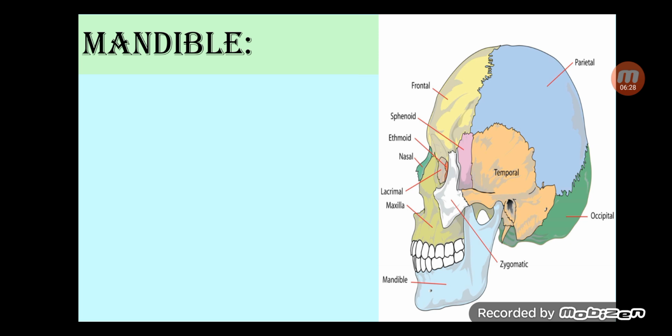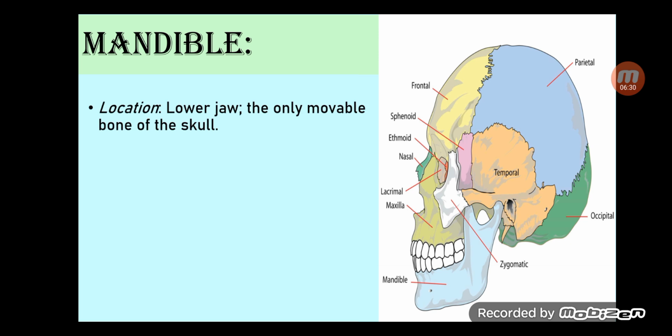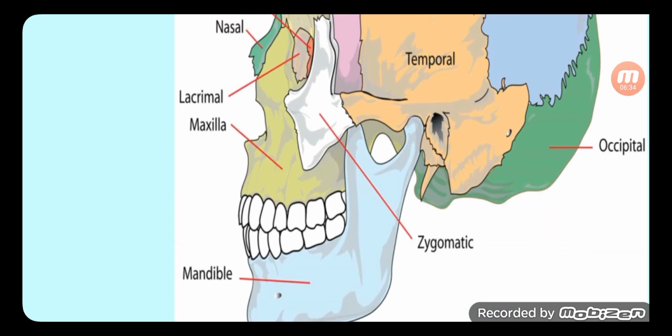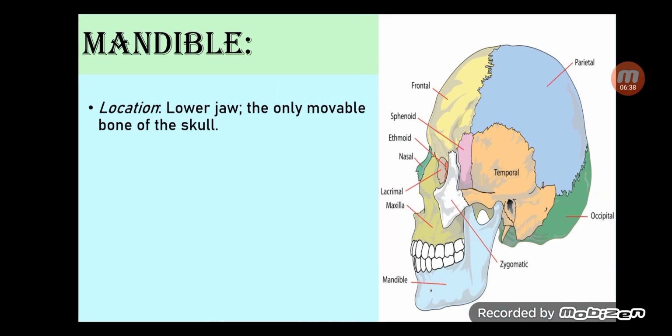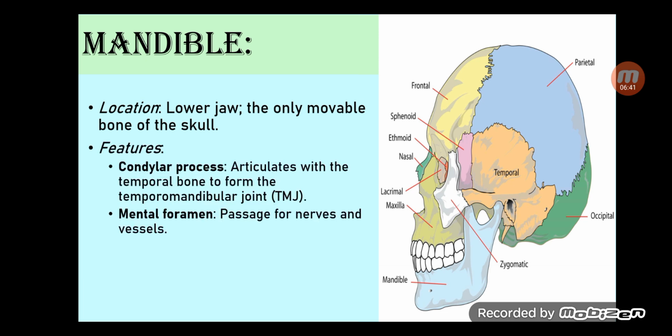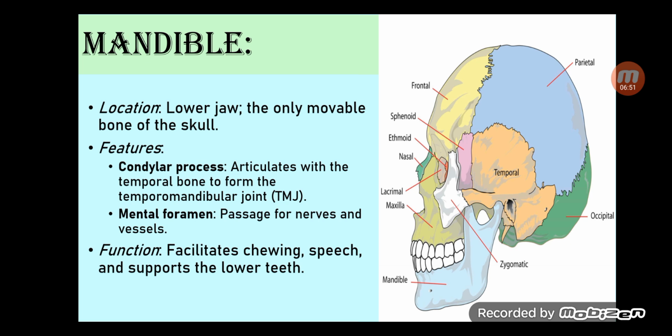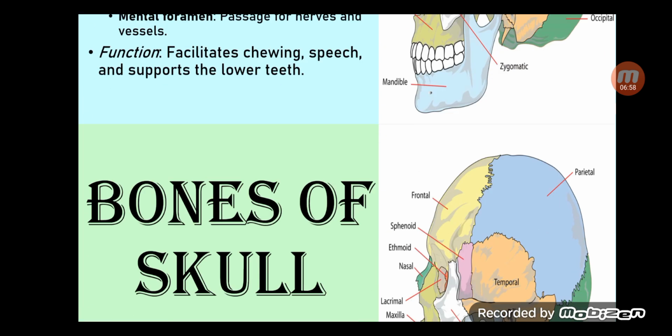Then we have the mandible, that is also the single or unpaired bone of the facial skeleton. It is shown in light blue color in the diagram. This is the mandible. It forms the lower jaw and is the only movable bone of the skull. Features include the condylar process that articulates with the temporal bone to form the temporomandibular joint. Then it has the mental foramen that is a passage for nerves and vessels. Its function includes that it facilitates chewing, speech, and support of the lower teeth.